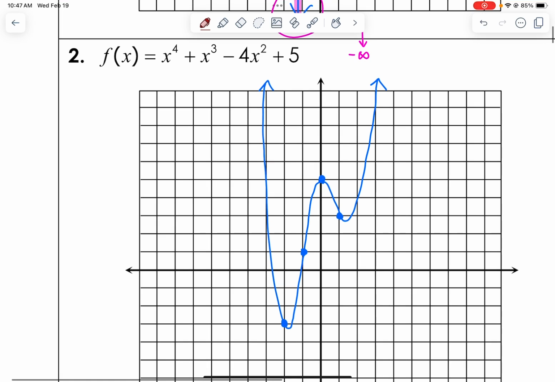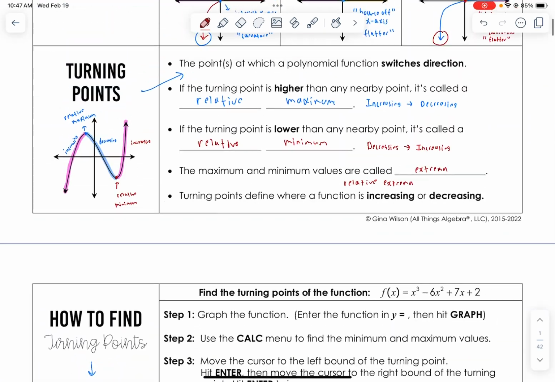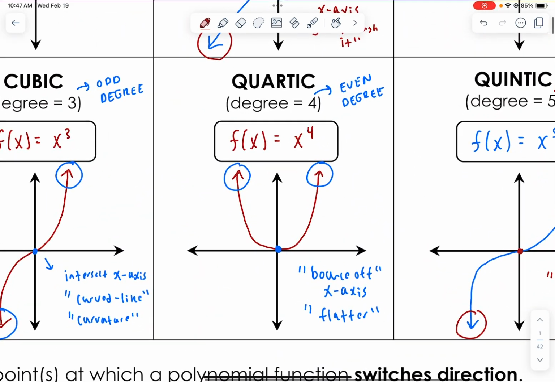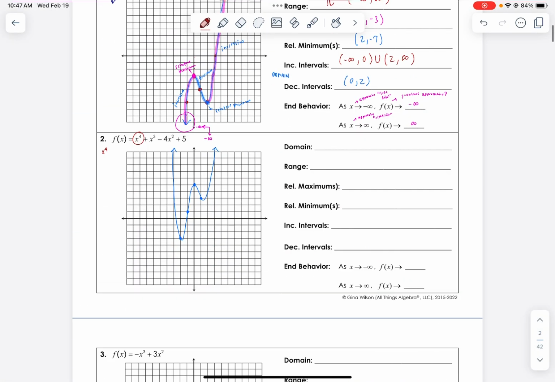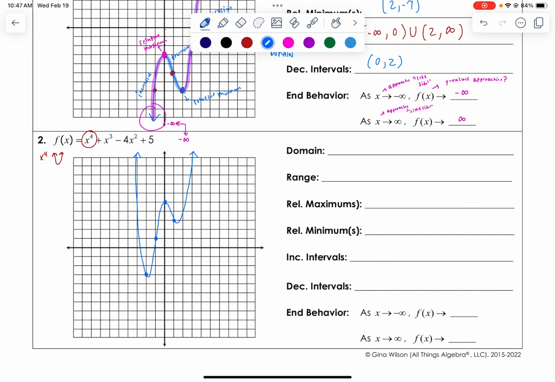But here, if you notice, the leading term is x to the 4th. If you look back at those little polynomial parent functions, x to the 4th is a quartic. Focus on the end behavior. It looks something like this at the end of the day. So notice here, both arrows are pointing up. Okay, so that is one thing I want you to be thinking about. But here we'll do the same thing. Domain and range.